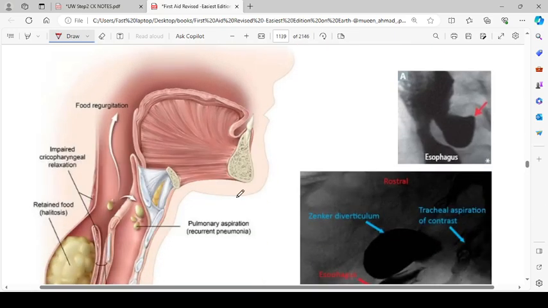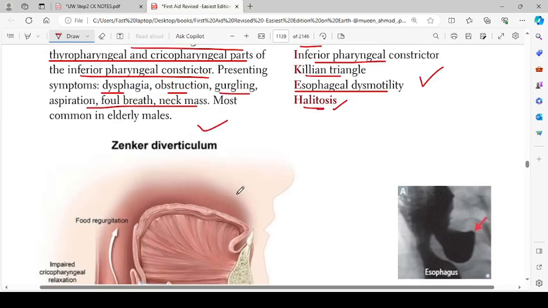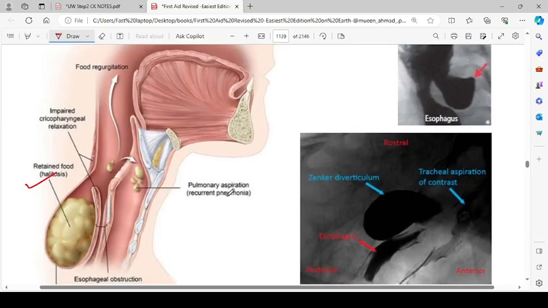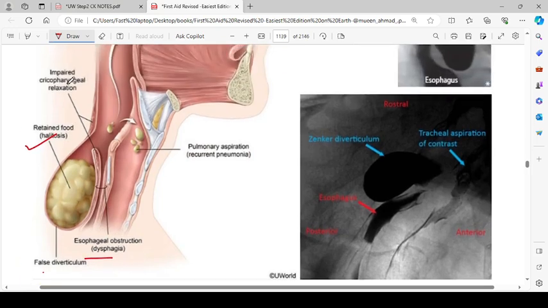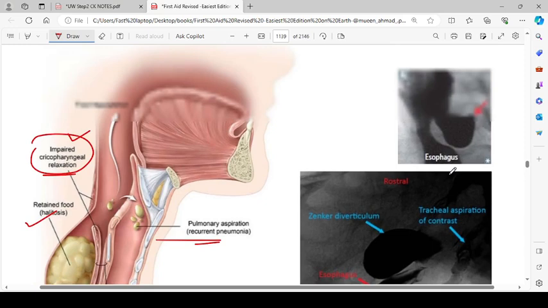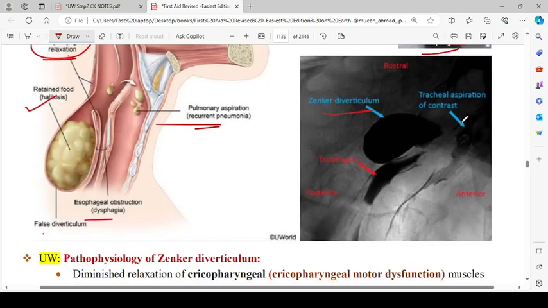It will be the presenting complaint. So this is Zenker's diverticulum. It's happening in the inferior pharyngeal constrictor muscle. So this is a false diverticulum. Esophageal obstruction and dysphagia will happen because of food accumulating in the Zenker's diverticulum. Impaired cricopharyngeal relaxation causes that, and pulmonary aspiration can also occur. So this is a Zenker's diverticulum. This is also a Zenker's diverticulum, with aspiration and the esophagus.